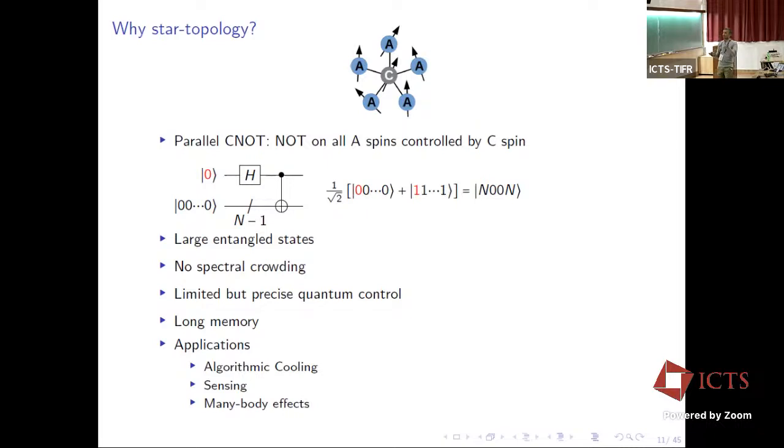Okay, so this is a cat state, and we can easily create large entangled states, and there is no spectral crowding because they're all identical. All the spectral peaks overlap, so there is no spectral crowding. And they allow very precise quantum control. Of course, there is global control on the A spins, and there is addressable control on the C spin. Now, they also possess a long memory. I'll show some examples. And it can have a number of applications, including sensing.